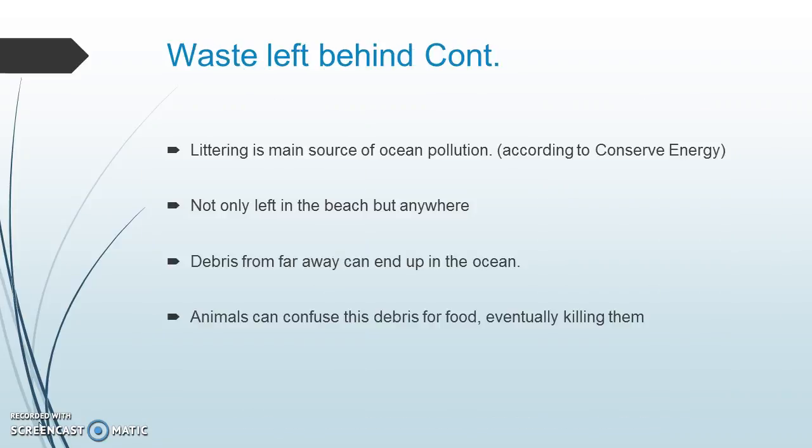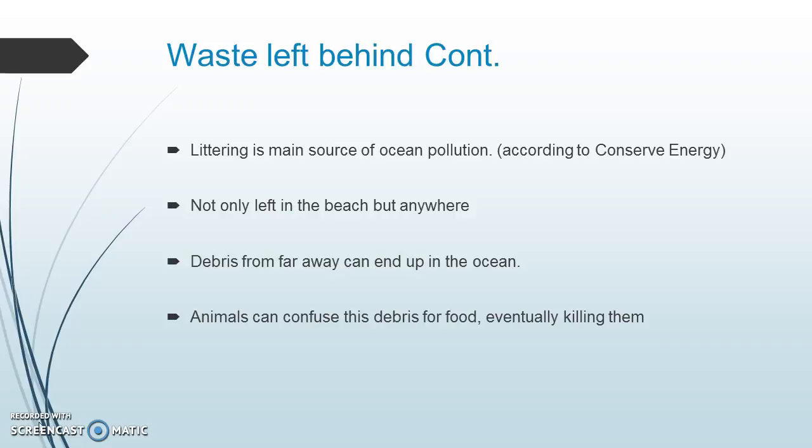And third, our waste left behind is our third and leading factor when it comes to beach contamination. According to Conserve Energy, littering is our main source of ocean pollution. As we saw from the past slides, not only the trash left behind on the beach, but also in the streets end up in the ocean and cause beach contamination. Even if it doesn't get dragged by rainwater, strong winds can push debris from far away and end up in the ocean.